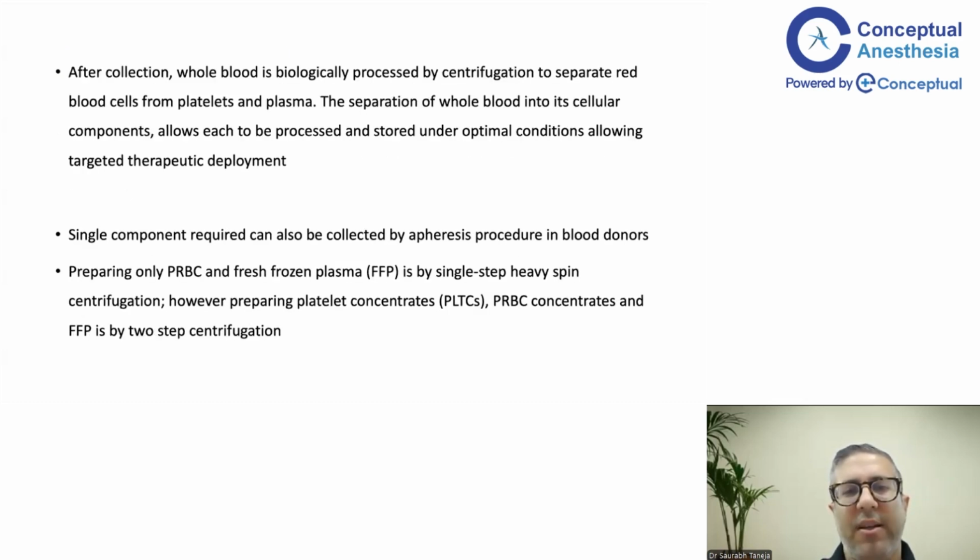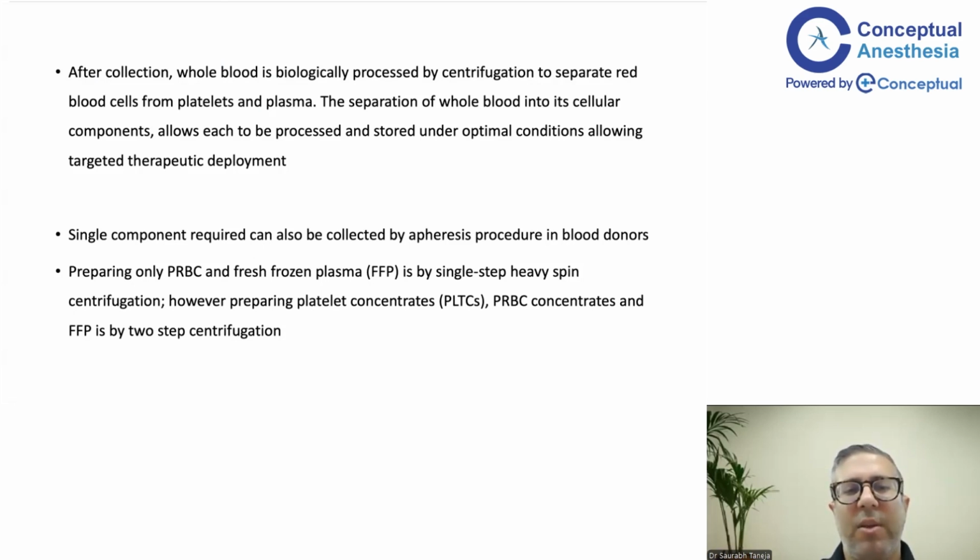A whole unit of blood is initially processed by centrifugation to separate red blood cells from platelets and plasma. Red blood cells will be lowest, platelets and leukocytes in the middle, and plasma at the top. The separation of whole blood into its cellular components allows each to be processed and stored under optimal conditions, allowing targeted therapeutic deployment. And single component requirements, remember, can be met. You can take the whole blood and divide it into different parts, or you can just take a specific component from a donor, what we call apheresis. Like we have platelet apheresis or leukocyte apheresis.